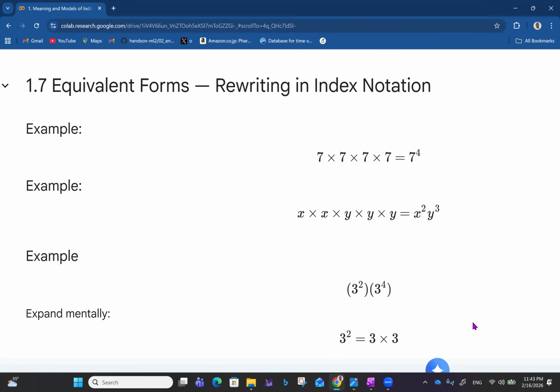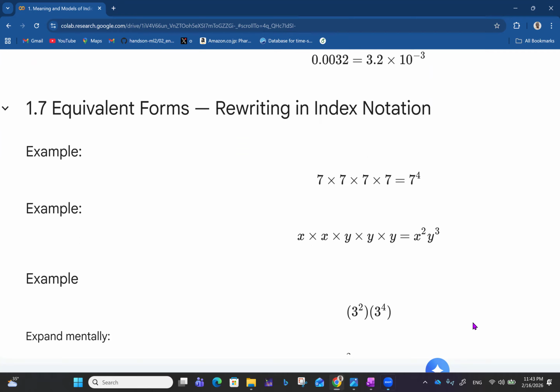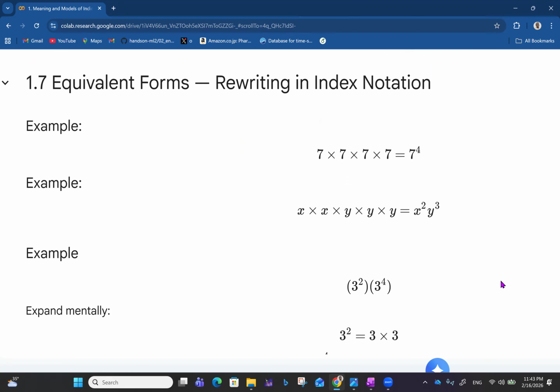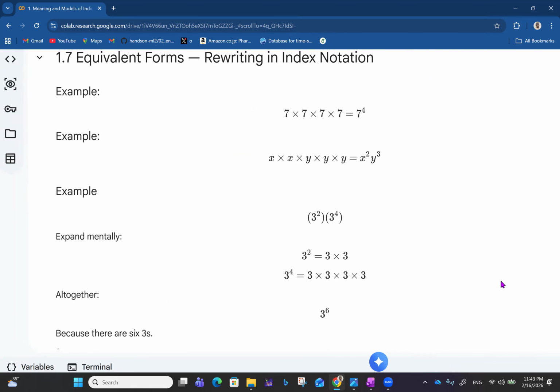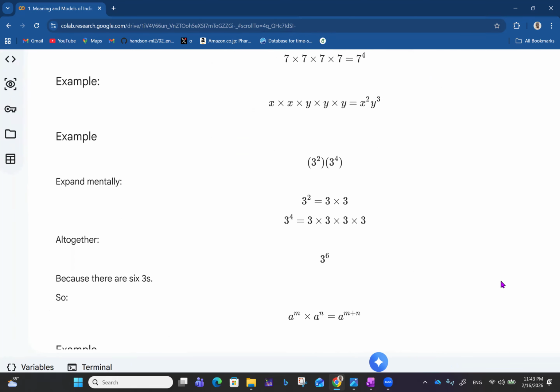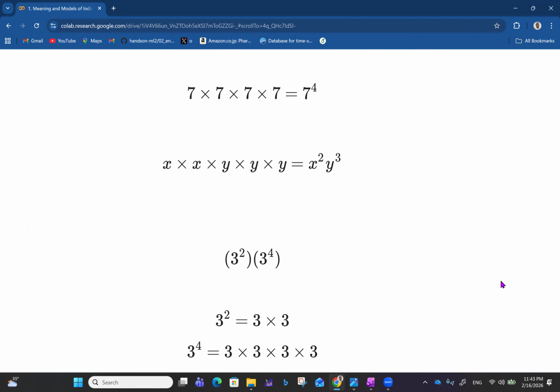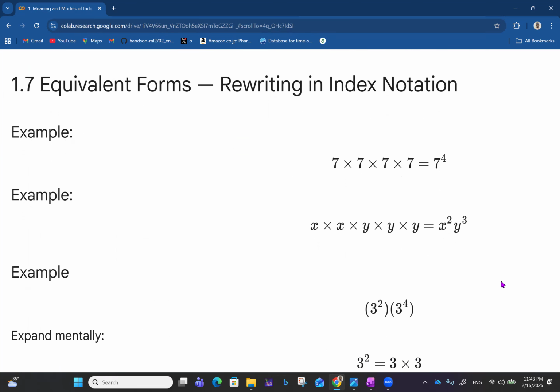Okay, so then let's look at some equivalent forms. That is, if you want to rewrite in index notation, right? Let me just expand as much as I can so I move step by step. Okay, equivalent forms now, rewriting in index notation. Example, you have 7 times 7 times 7 times 7. That's 7 raised to power 4 easily. Then x times y times y times y. That's x appearing twice, y 3 times. So you have x raised to power 2, y raised to power 3 easily.